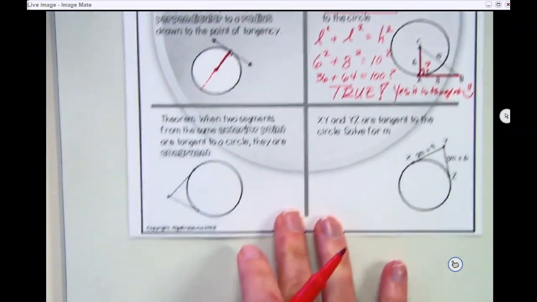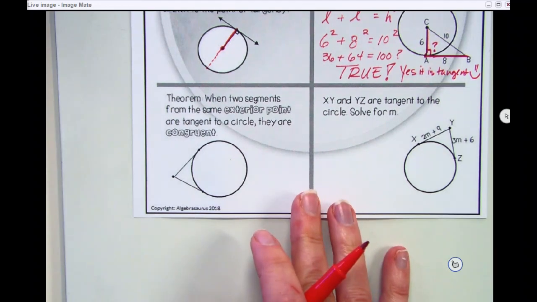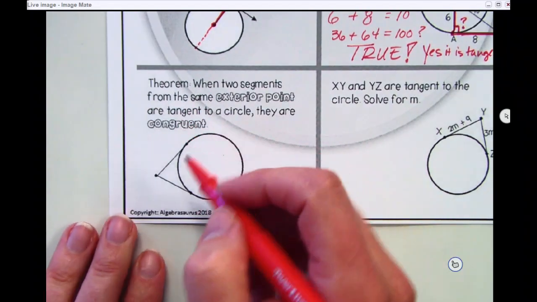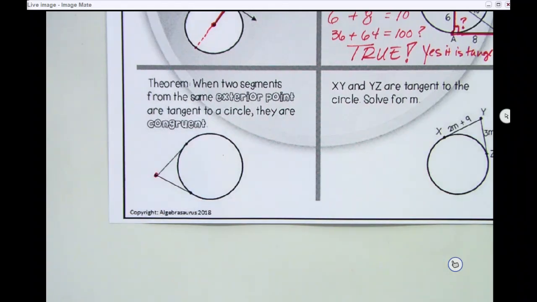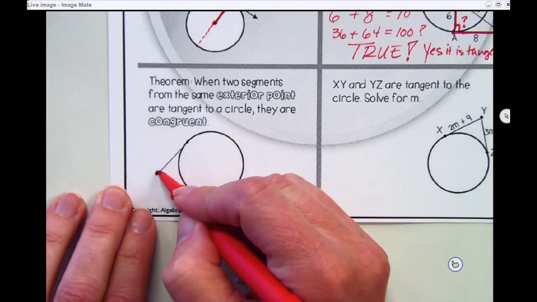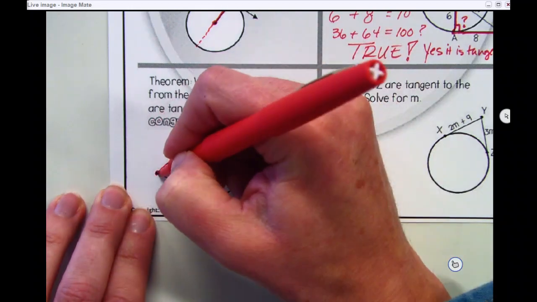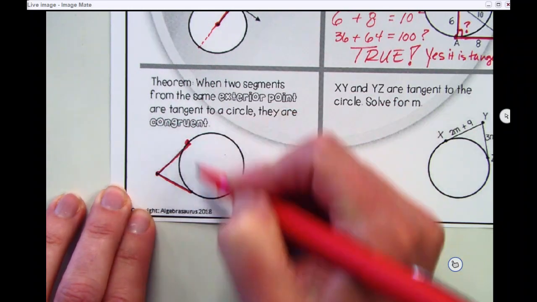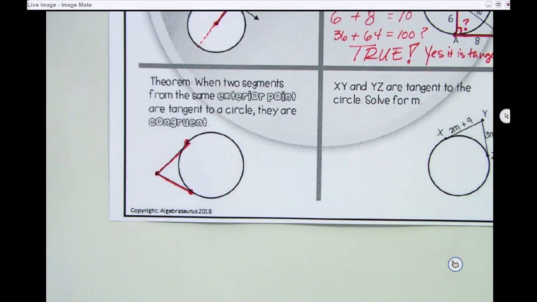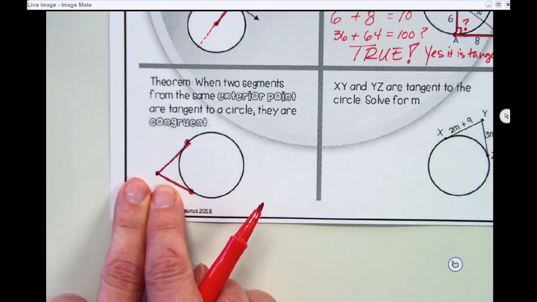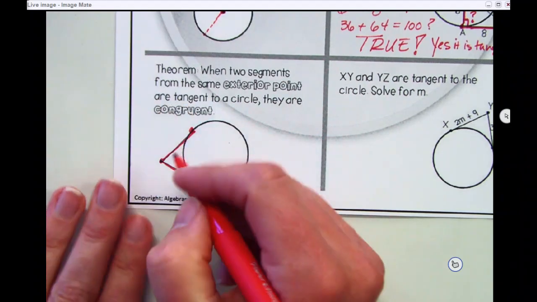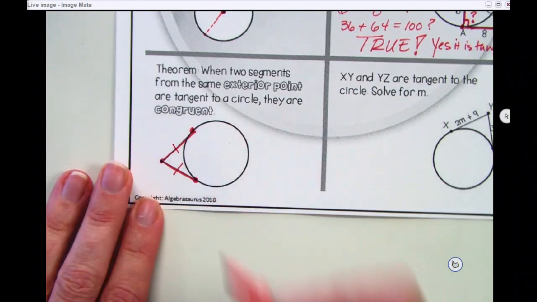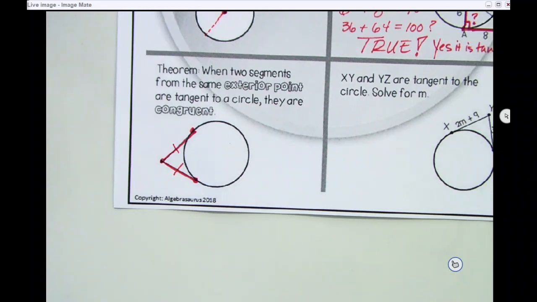Here's another theorem you will be using today. I have a point, and from that point, I've got two tangent lines. It tells me that because I see the point there and there. Now this is the theorem you need to know. If we're coming from the same point and it's tangent, those pieces have the same measure. They're congruent.